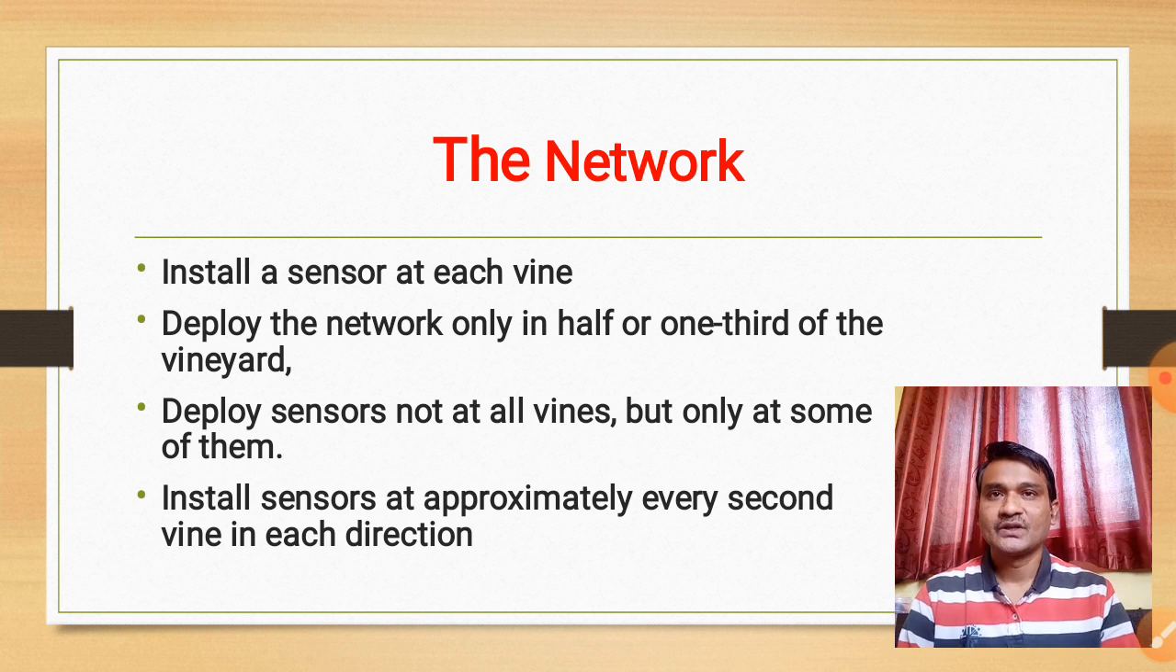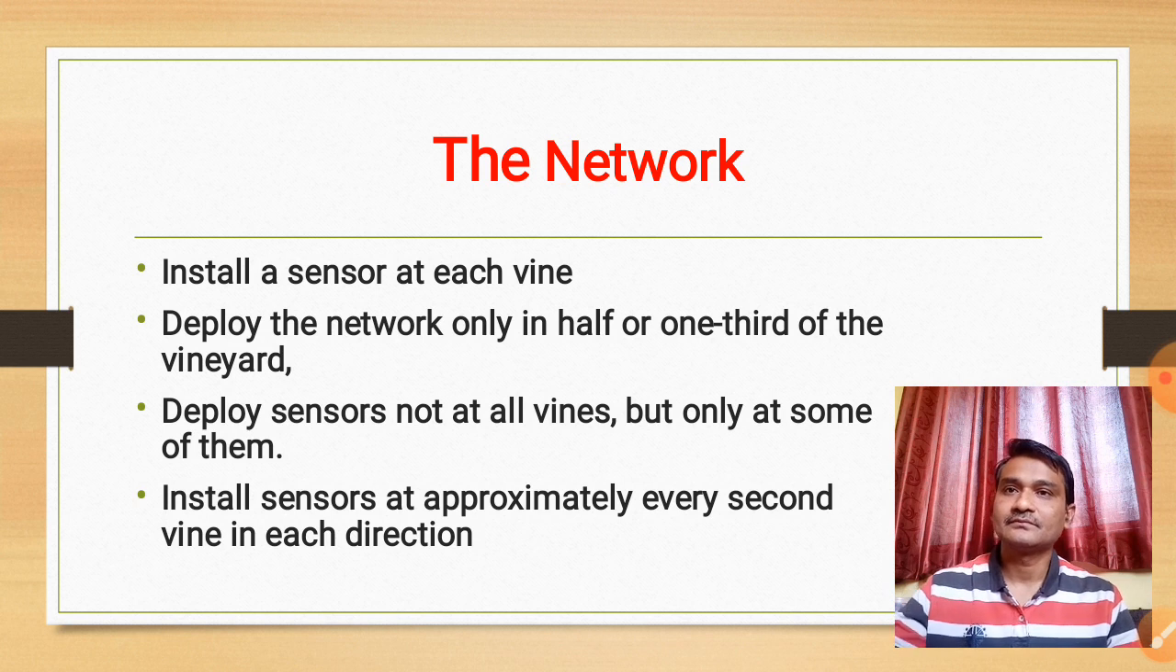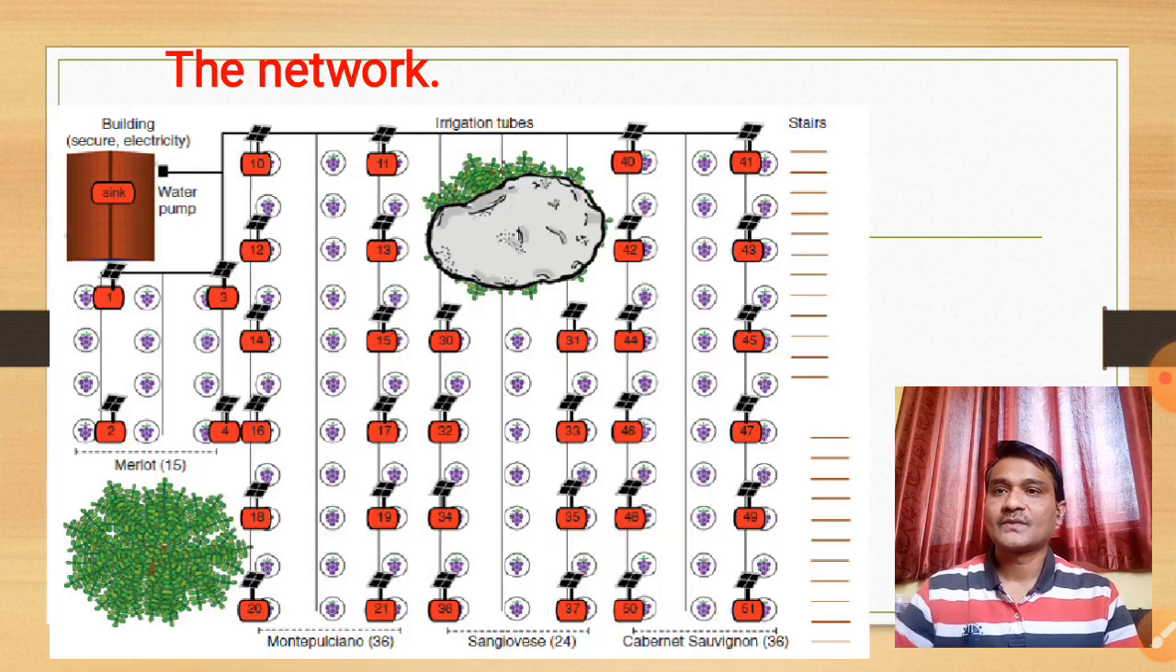Furthermore, you need to consider that the different grape wine varieties have different properties and different notes. But different research and owner experiences suggest that it is always desirable to install the sensors at approximately every second WIN and in each direction, as it is shown in the figure.